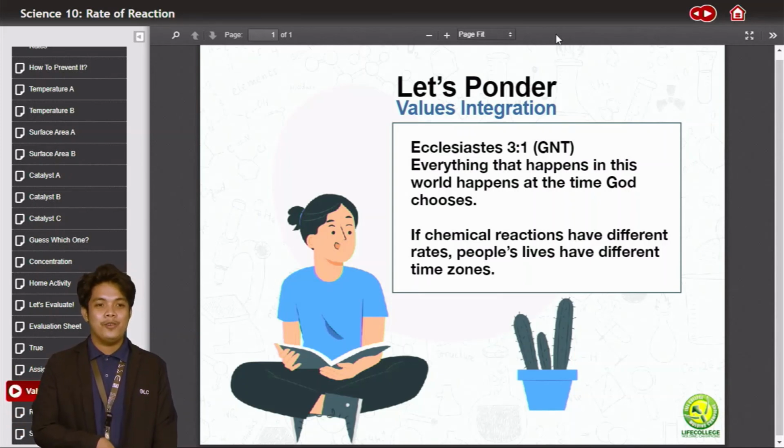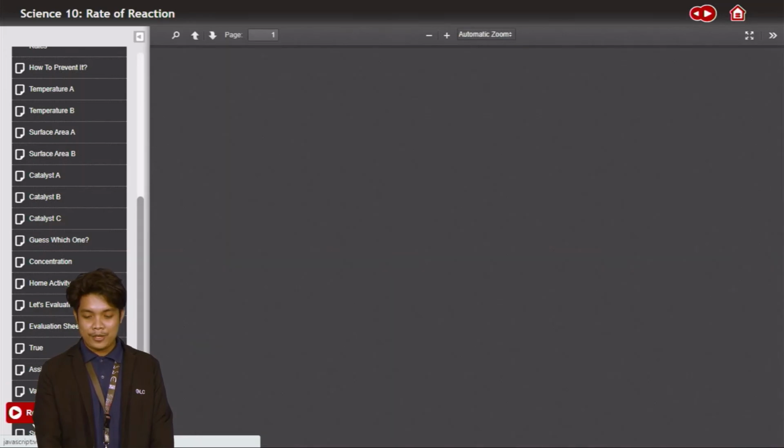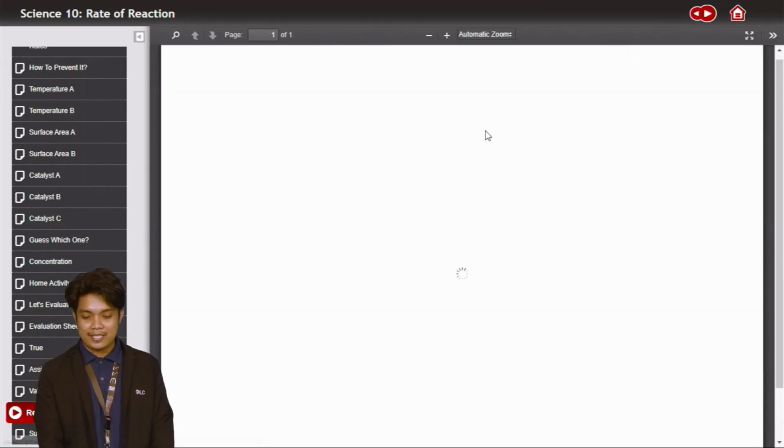The world where all chemical reactions have the same rate. These are my resources.